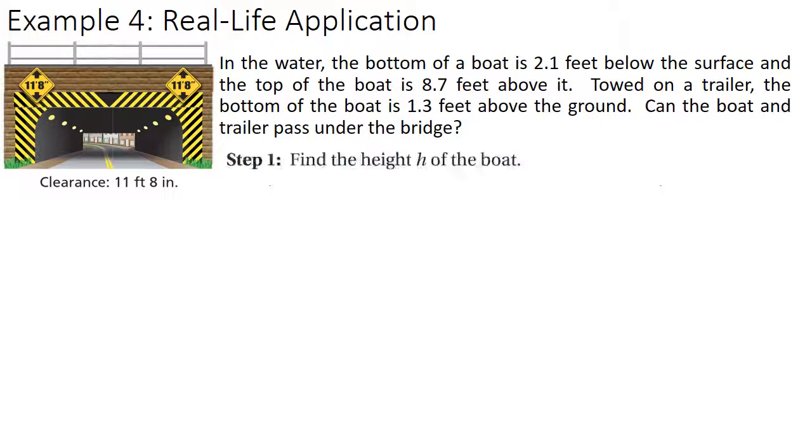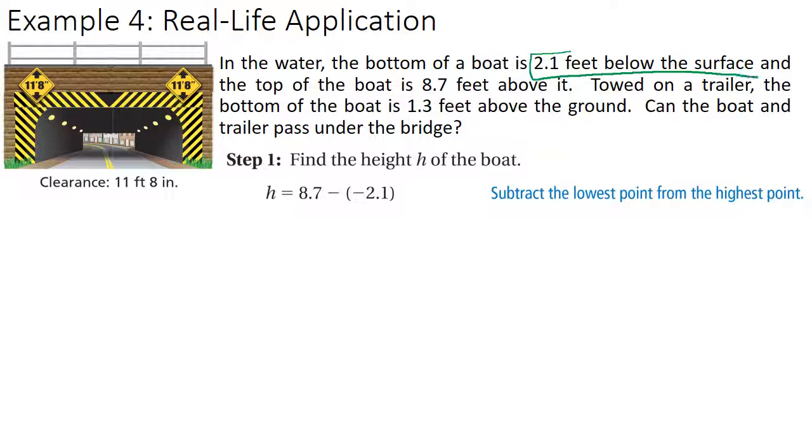So the first thing that we are going to do is find the height of the boat. In order to find the height of the boat, we can set up an equation. So we can say h is equal to 8.7 minus negative 2.1. The reason we are doing it is because in the water, the boat goes 2.1 feet below the surface of the water, and it goes 8.7 feet above the surface of the water. So if the bottom of the boat is 2.1 feet deep and the top of the boat is 8.7 feet above the water, the difference of those two is going to be the height of our boat.